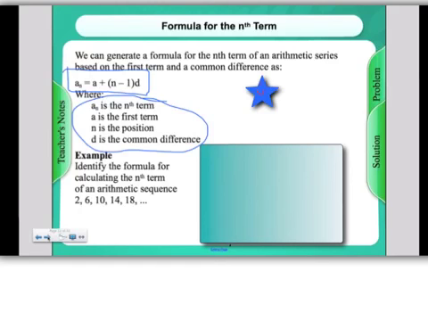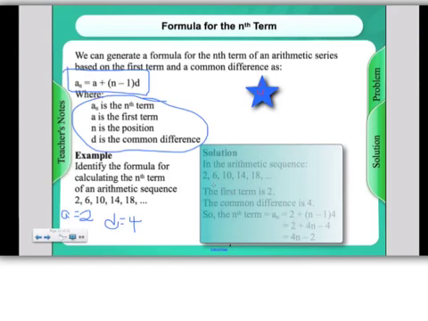So the sequence is 2, 6, 10, 14, 18. So what I need to determine is my a, which is my first term, so that's just 2. The common difference looks like we are adding 4 to each previous term. So our common difference is positive 4 because we're adding 4. So now all I have to do is plug that into the equation above, and you can see here that our equation will look like this. We've got a sub n equals 2 plus n minus 1 times 4.